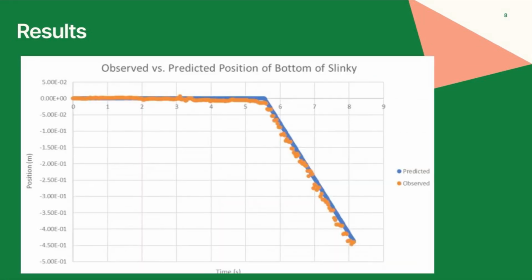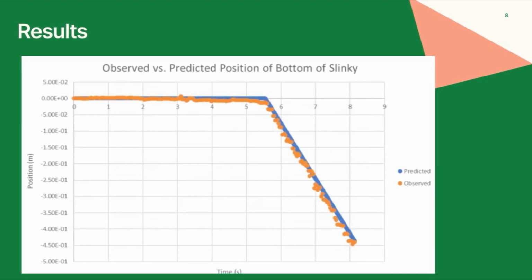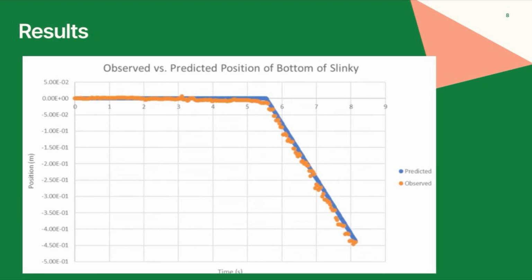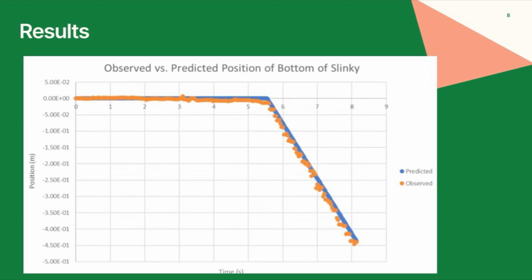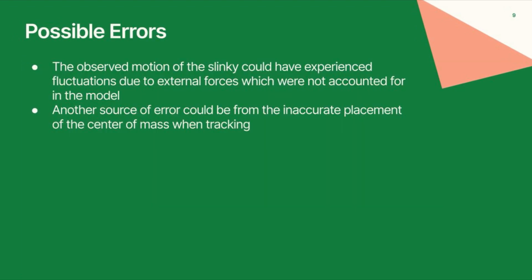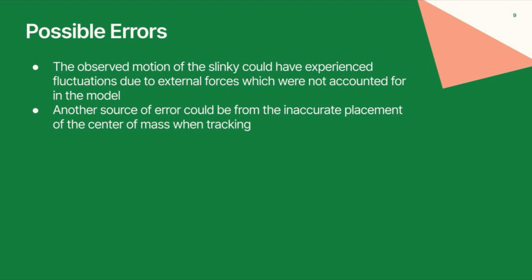Here are the results of the bottom of the slinky predicted versus observed. You can see they're pretty much on the dot, with the observed being just slightly under for most of the slots. Some possible errors that I could have run into during this experiment were that the observed motion of the slinky could have experienced fluctuations due to external forces which were not accounted for in the model. Another source of error could be from the inaccurate placement of the center of mass when tracking.